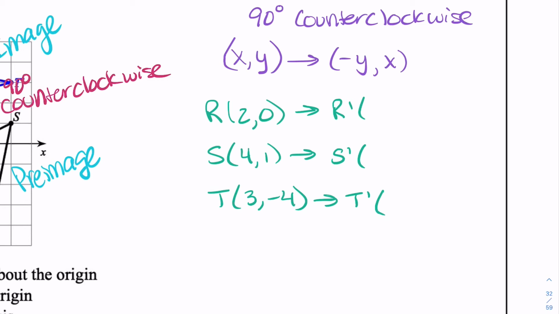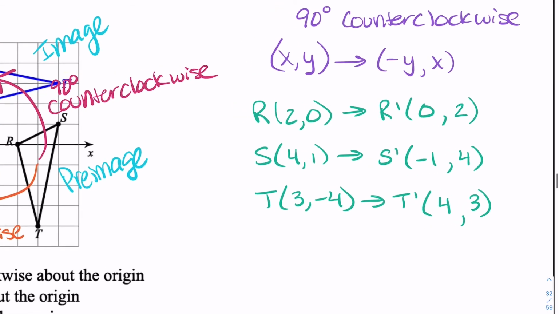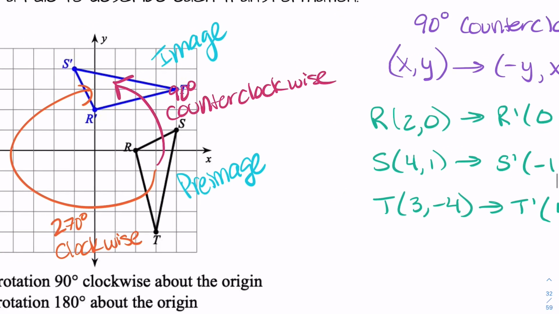So let's put y first, opposite right here. Opposite of 0 is 0. Opposite of 1 is negative 1. And opposite of negative 4 is 4. And now let's repeat the x's and leave them exactly the way they are. So 2, 4, and 3. And let's see, is R prime at 0, 2? Well, it looks like R prime is at 0, 2.